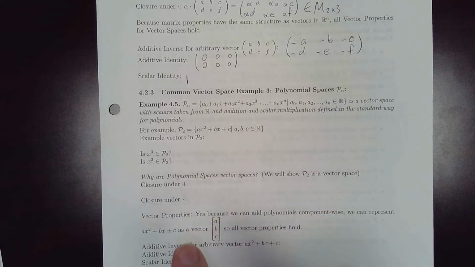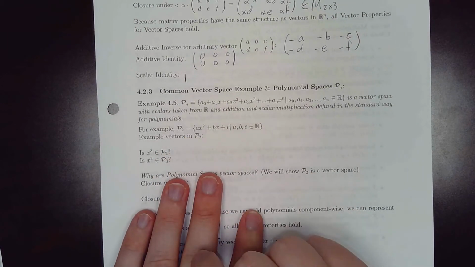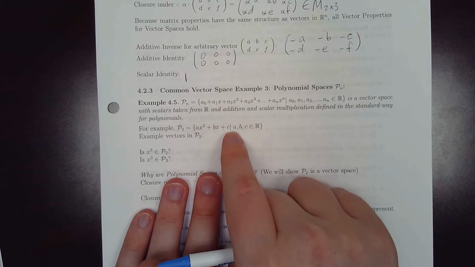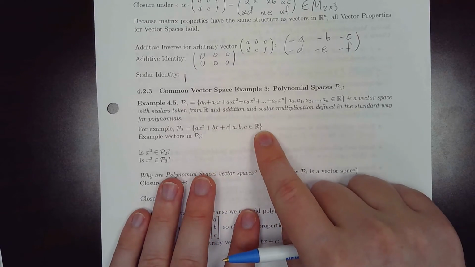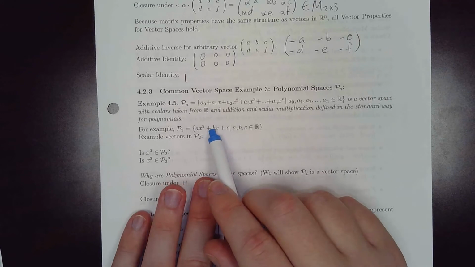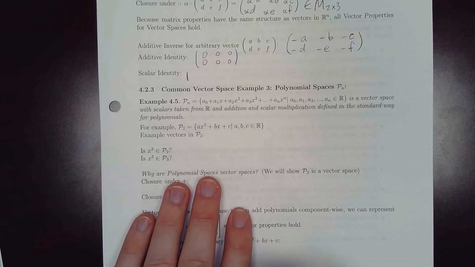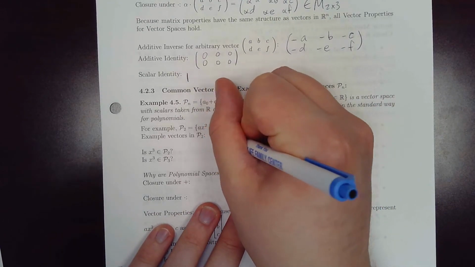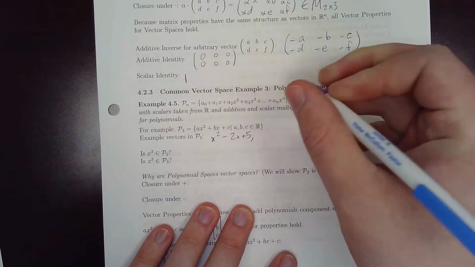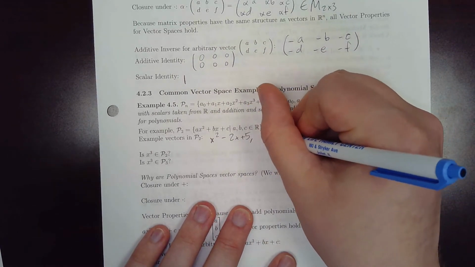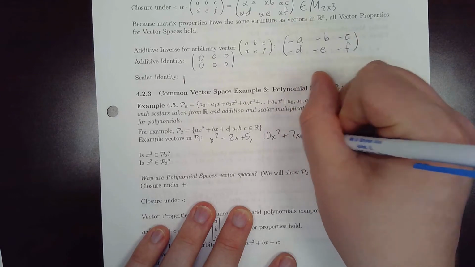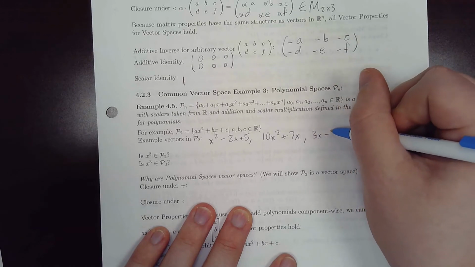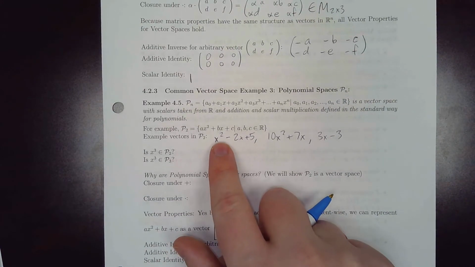For example, if we're looking at P2, that's the set of all ax squared plus bx plus c, where a, b, and c are real numbers. And so the polynomial has degree at most 2. Some examples of this might be x squared minus 2x plus 5, or 10x squared plus 7x, or 3x minus 3. Notice that the degree here is at most 2.